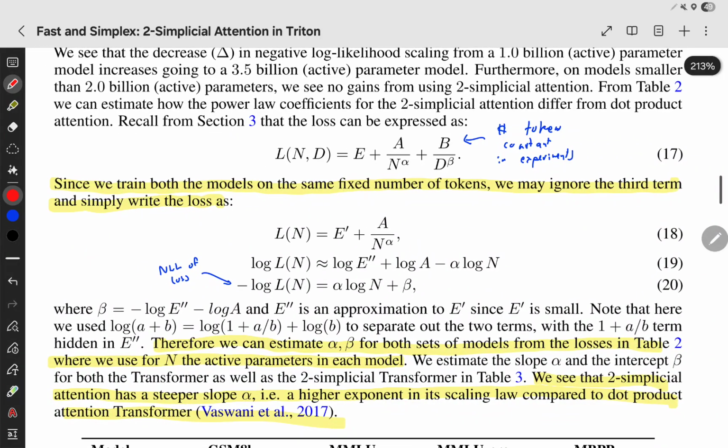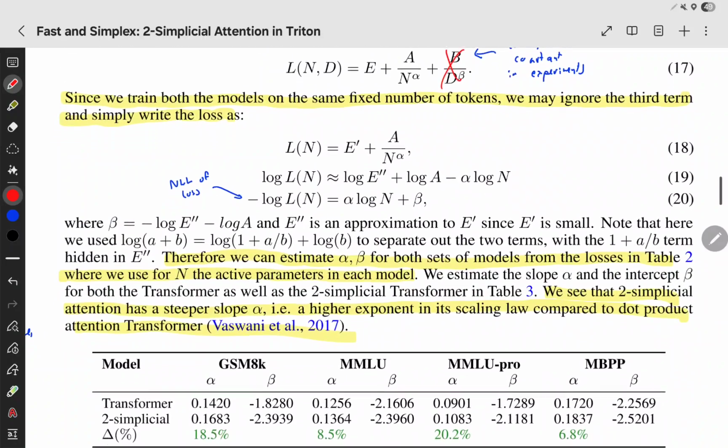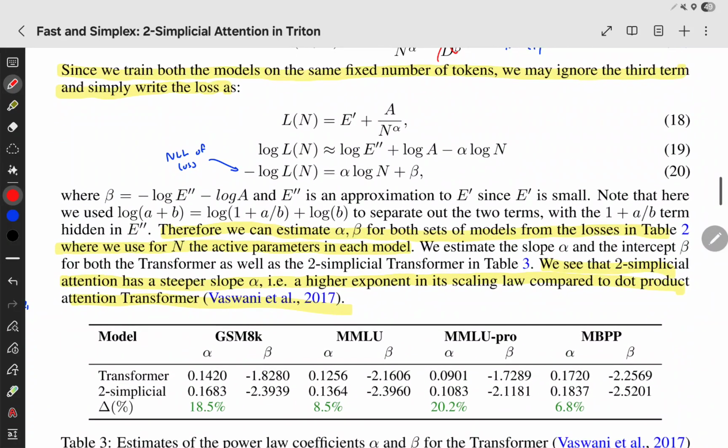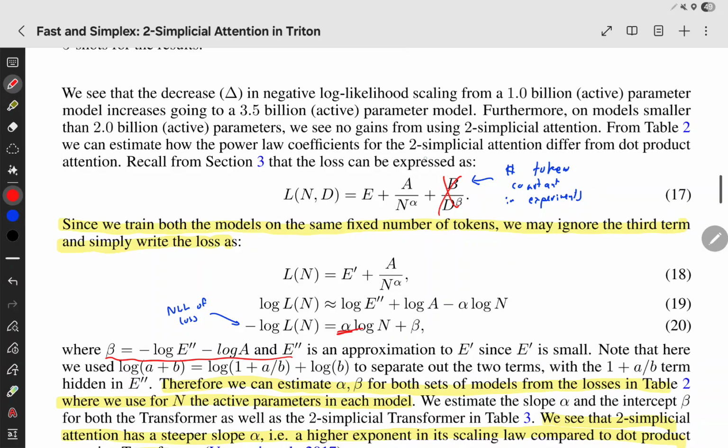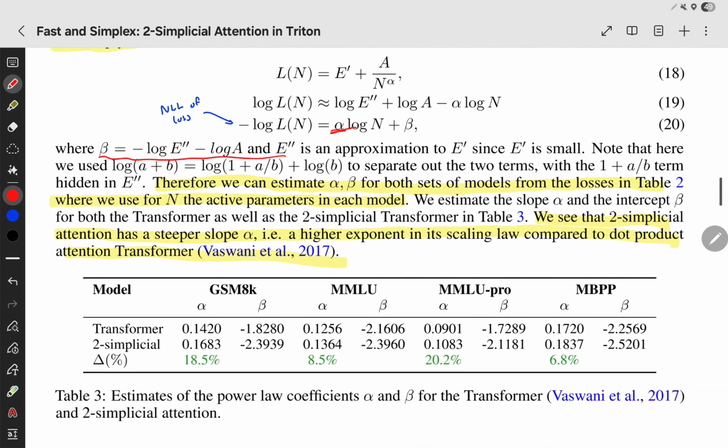They say here that they don't care about this term, because the data they use is constant, so they could just ignore that. And they basically fit the equation, find the alpha values and the beta values, which they define right here. Beta is not as important as the alpha values, because the alpha value basically says as you increase your model size, how much lower is your loss going to get. So here they show that alpha is larger, which means as you increase your model size, the loss will go down faster. Or at least the scaling is better.